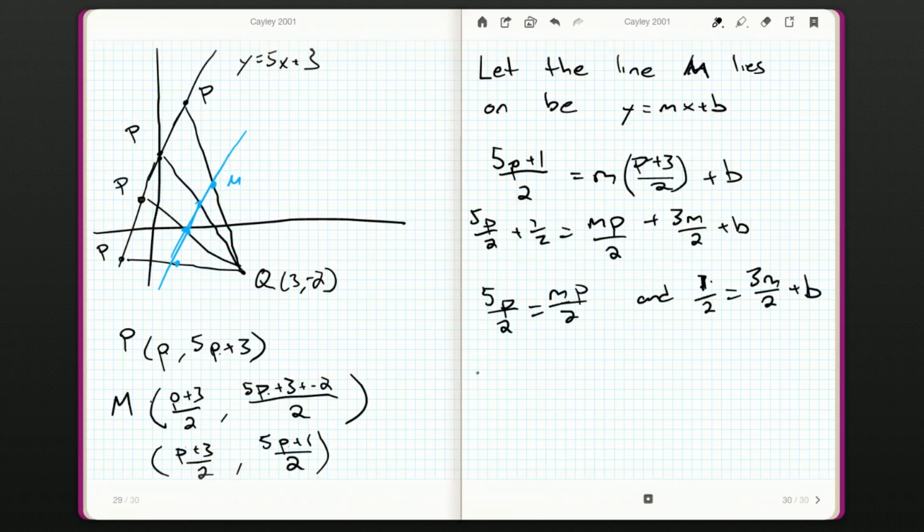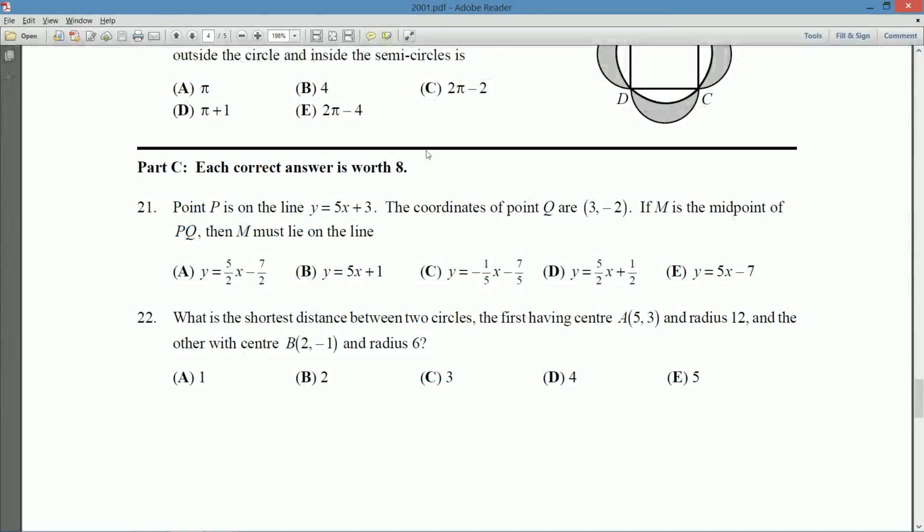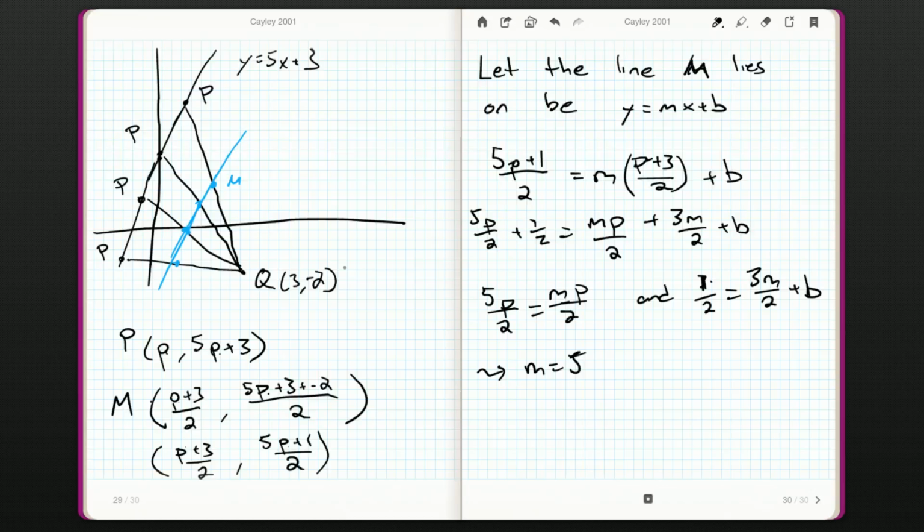Well, you can take this first equation and we can pretty clearly see that m is going to be 5. So already we know that our midpoints lie on a line with a slope of 5. Well, how many answers have a slope of 5? B and E. So right now we've narrowed it down to 2 possibilities, B and E. And if you ever find yourself in a situation on a Pascal, Cayley, or Fermat where you've narrowed it down to 2 possibilities, feel free to take a guess if you run out of time.